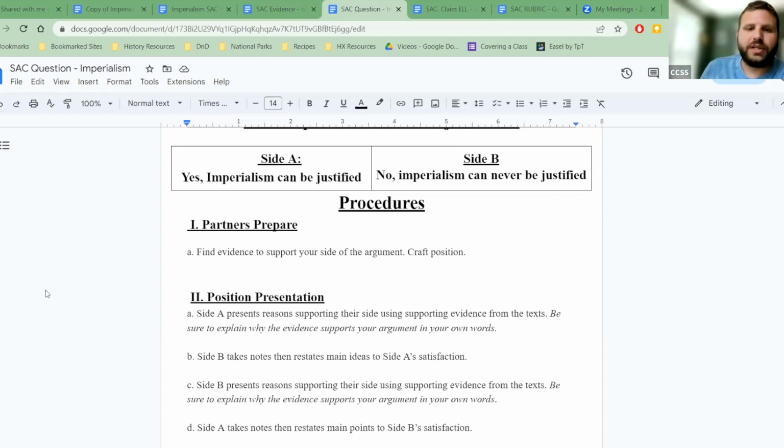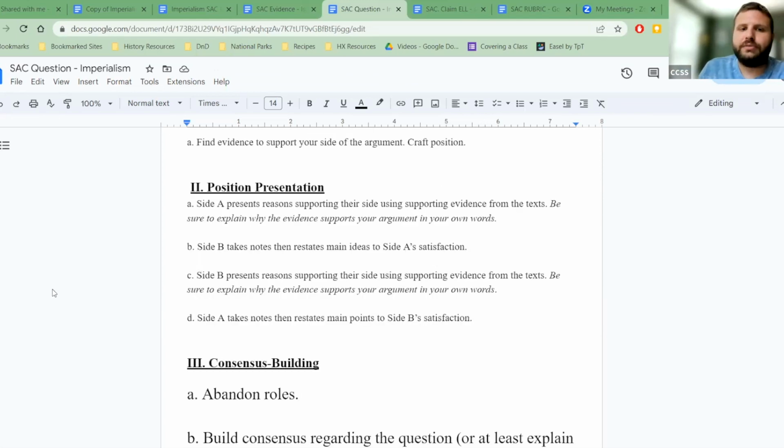So it really starts like this. This is a partnered activity. There are two groups, side A and side B, and each will have two partners. It starts here with partners preparing, finding evidence to support your side of the argument, and crafting a position. And I have an organizer for what that looks like in just a moment. The next step here, though, is really about the position presentation.